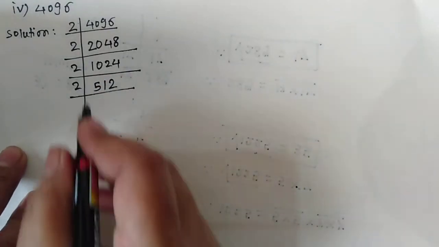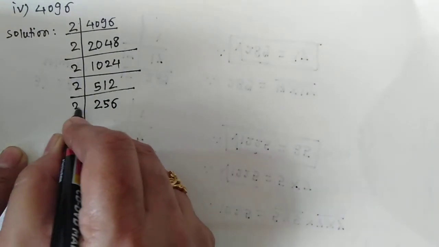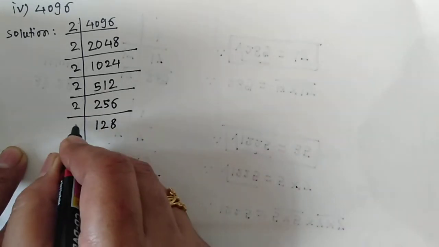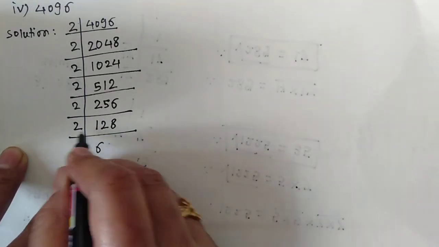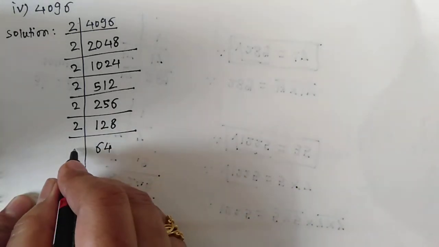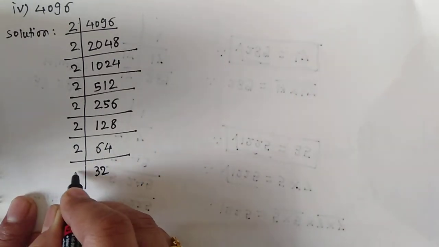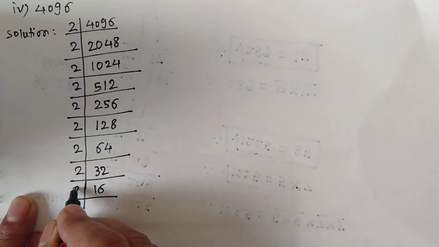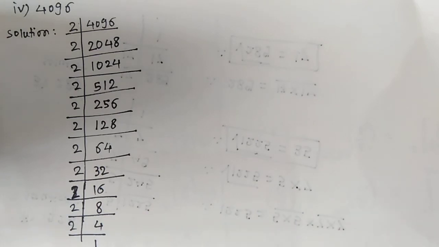Again it is even number, so divide by 2. 2 twos are 4, 2 fives are 10, 2 sixes are 12. Again divide by 2. 2 ones are 2, 2 twos are 4, 2 eights are 16. Again divide by 2. 2 sixes are 12 and 2 fours are 8. Again it is even number, so divide by 2, and we know that 32 twos are 64, 16 twos are 32, 2 eights are 16, 2 fours are 8 and 2 ones are 2.